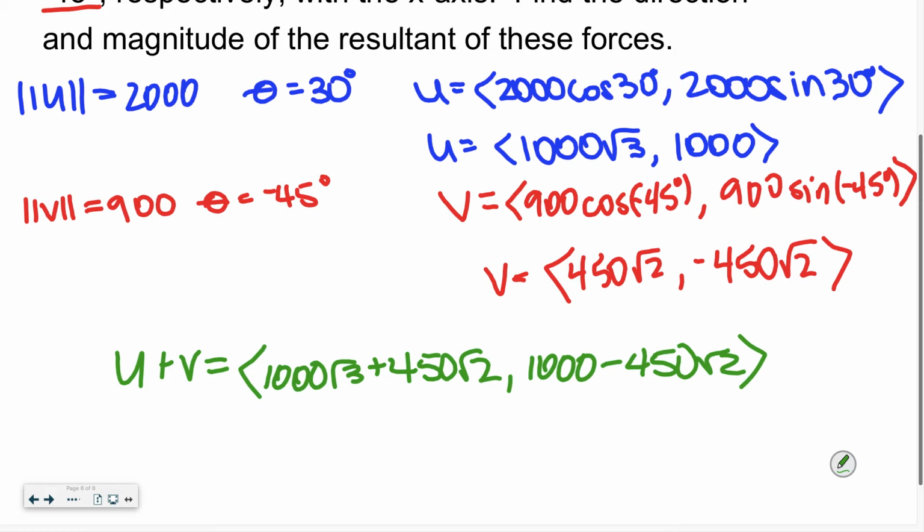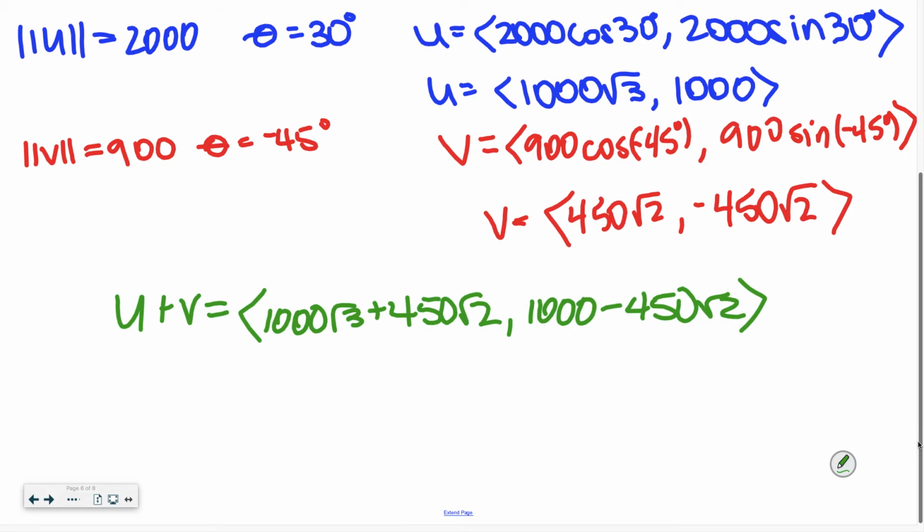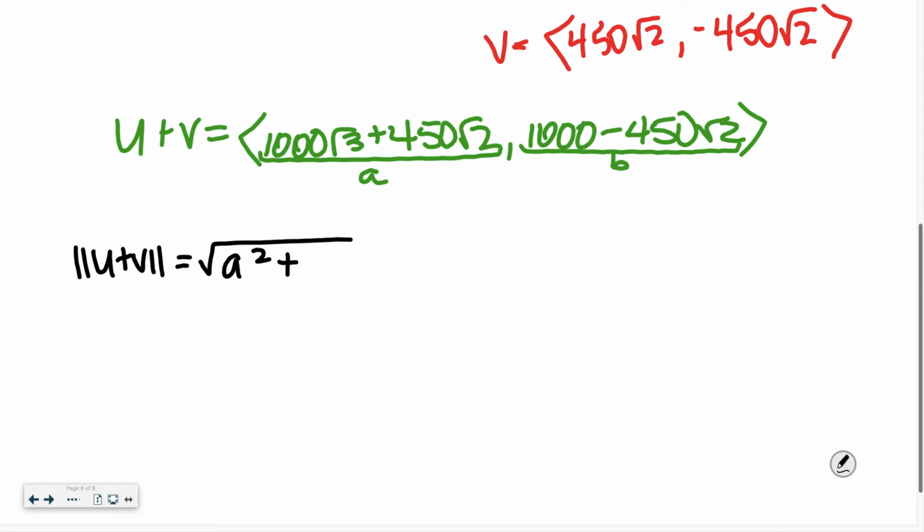Well, they were concerned about the magnitude and direction of these forces acting together. So we have found the vector, but we need the magnitude and direction. Okay? So, this I'm going to call a, and this I'm going to call b. We need to figure out the magnitude by taking the square root of a squared plus b squared. And we need to find the angle by taking the inverse tangent of b over a.